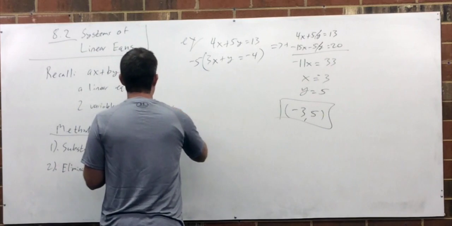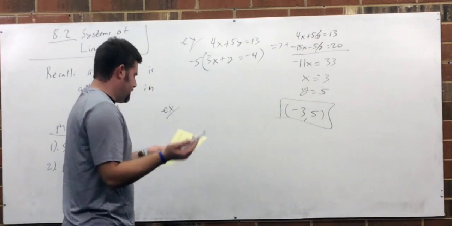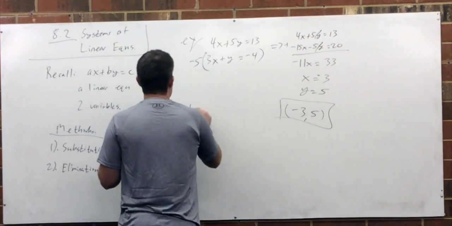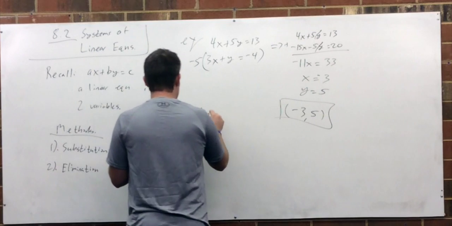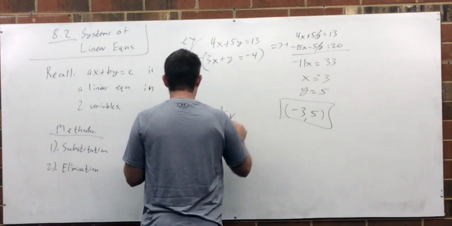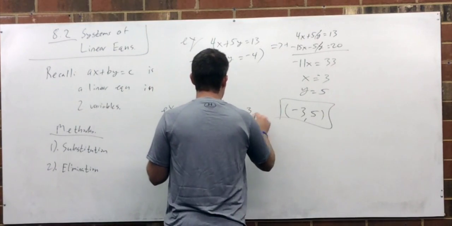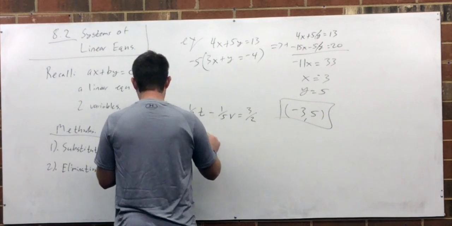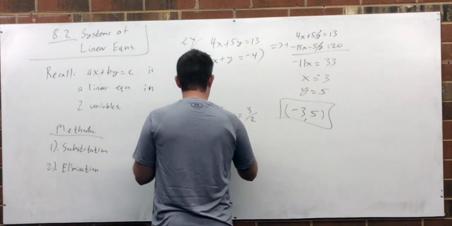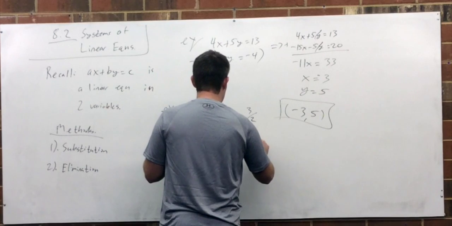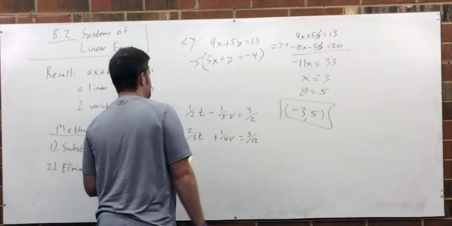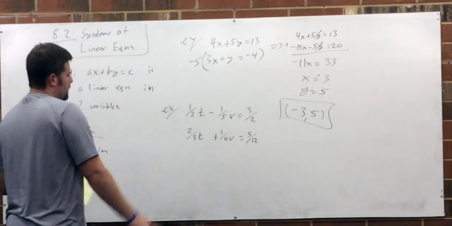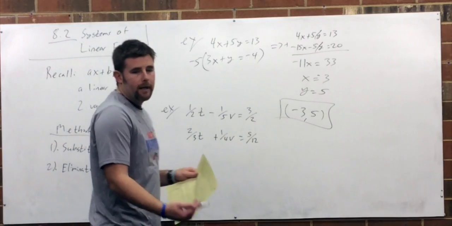Let's look at another example. This method is useful when you're dealing with fractions. So say we have something like 1/2 t minus 1/5 v equals 3 over 2, and then we have 2/3 t plus 1/4 v equals 5 over 12. We don't like dealing with fractions. They're just kind of messy and aggravating.